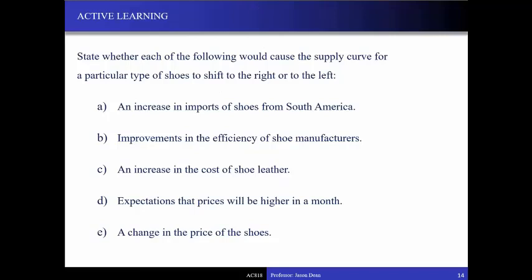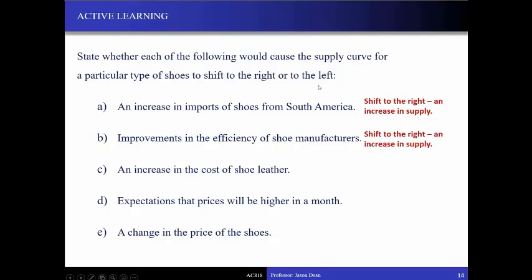Curve to the right. Yep, exactly. We would shift it to the right. We're just saying that at each of the different prices, there's going to be more offered for sale because there's going to be more firms. What about improvements in the efficiency of shoe manufacturers? So this is technology. To the right. Yep, so we would shift it to the right.